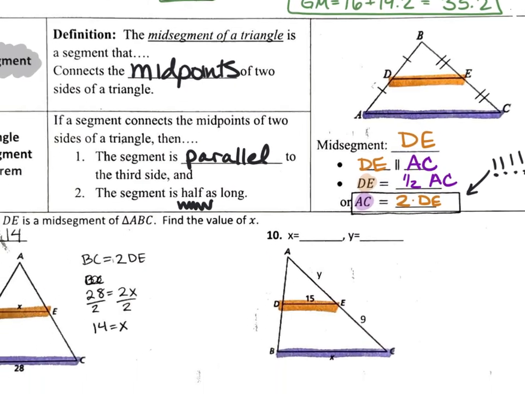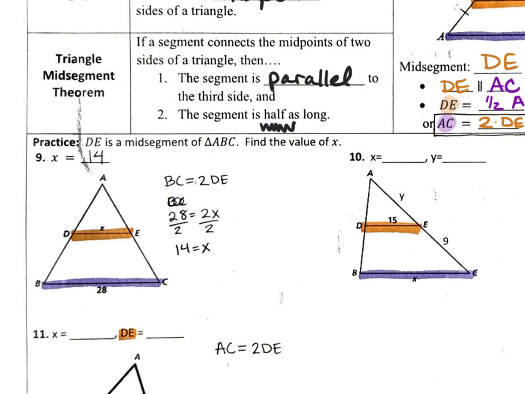So if you notice, we've set some problems up like this. In problem number 9, we're finding the value of x, but we've set it up so that we say BC is equal to 2 times DE. So when we fill in our stuff, BC is 28, DE is x, so we say 28 equals 2 times x. Solve for x is really easy. We divide by 2, and boom, we have the value of x, which is also, in this case, the length of DE.